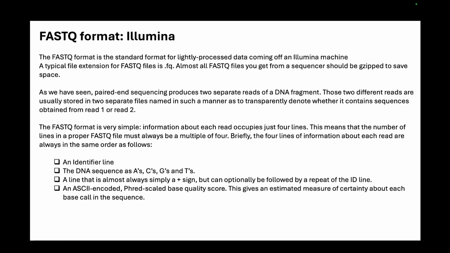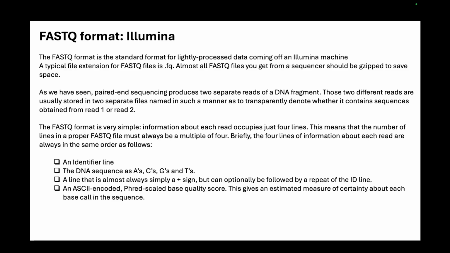Then you'll have the DNA sequence as it was there in a FASTA file. But after that, the third line will almost always simply start with a positive sign, but it can optionally be followed by a repeat of the ID line. That is something that you can encode depending upon what you want to put in there. And after that, there will be an ASCII coded Phred scale based quality score.